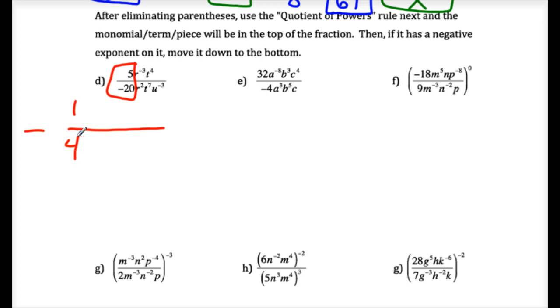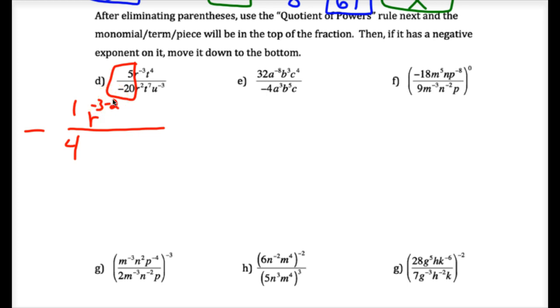Now, what do you do with your r's that are in the top and the bottom? Don't move them down. Eventually they will, but let's combine them first. You can't move them because you're going to have to combine them sometime. So let's do that now, and then if they have a negative sign, we'll move them. So it's r to the negative 3 minus 2 power.